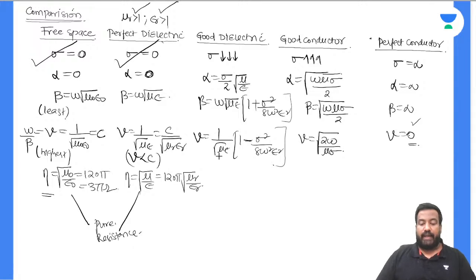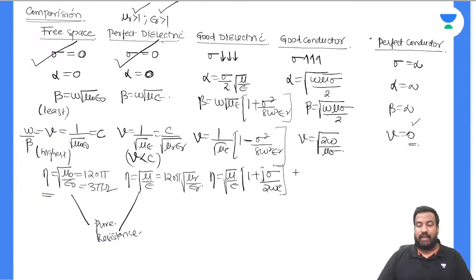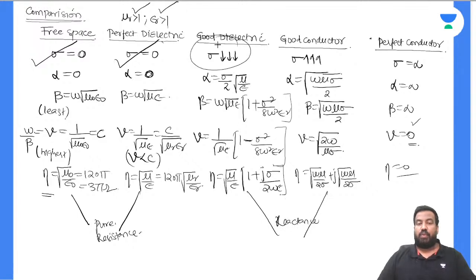Now, for a good dielectric, eta is under root of mu by epsilon times 1 plus j times sigma by 2 omega epsilon. It is imaginary in nature. And for a good conductor, eta is under root of omega mu by 2 sigma plus j times under root of omega mu by 2 sigma. For a perfect conductor, eta is 0 because the wave does not exist. In both these cases, we have a reactance component because sigma is not equal to 0.